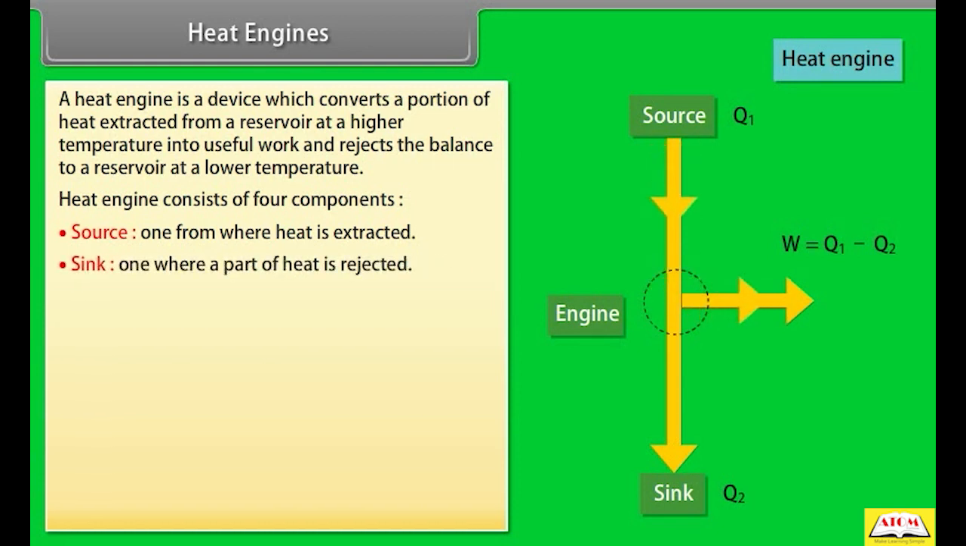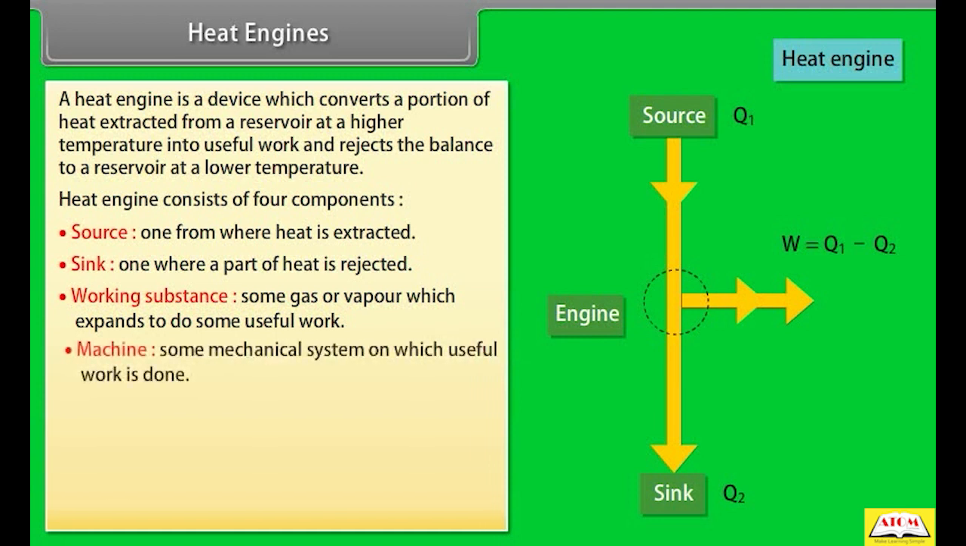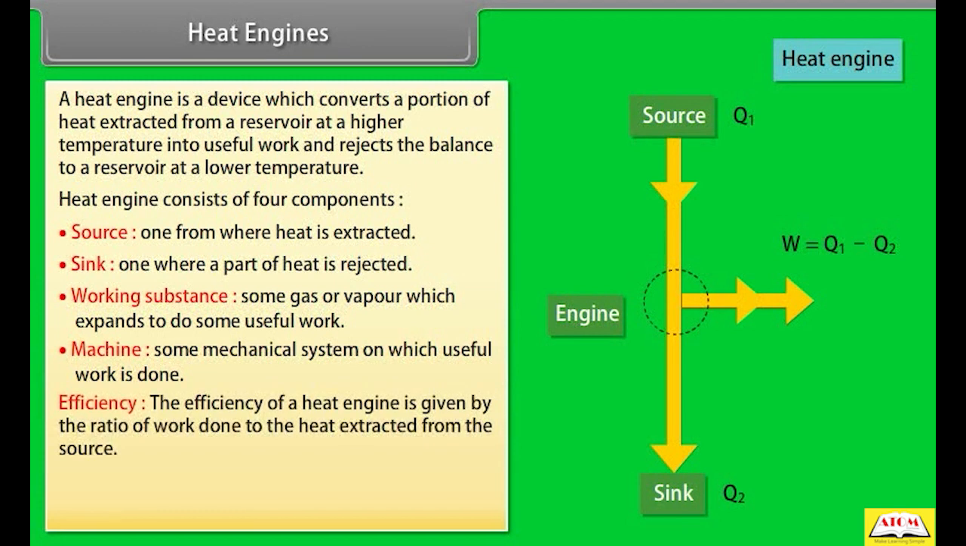Sink: where a part of heat is rejected. Working substance: some gas or vapor which expands to do some useful work. Machine: a mechanical system on which useful work is done. Efficiency: the efficiency of a heat engine is given by the ratio of work done to the heat extracted from the source. Efficiency is equal to 1 minus Q2 by Q1.